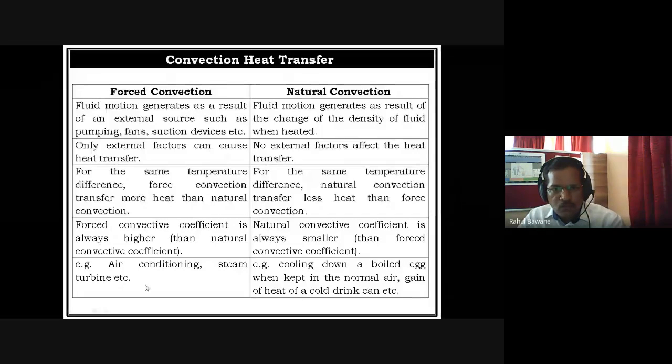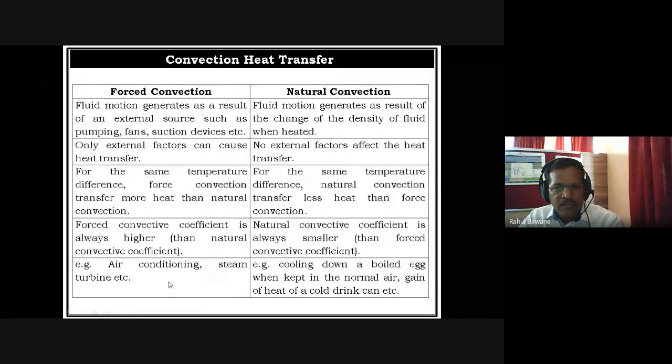Forced convection coefficient is always higher because Q is directly proportional to h. Newton's law of cooling: Q equals h A times the temperature difference. So if we compare heat transfer rate and convective coefficient, Q is directly proportional to h. In forced convection, the heat transfer rate is more, so the convective coefficient value is higher. In natural convection, the convective coefficient value is lower.